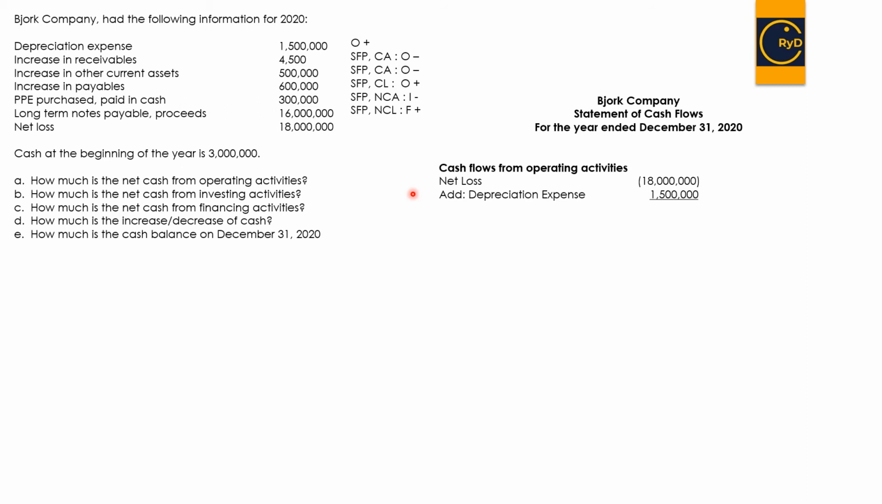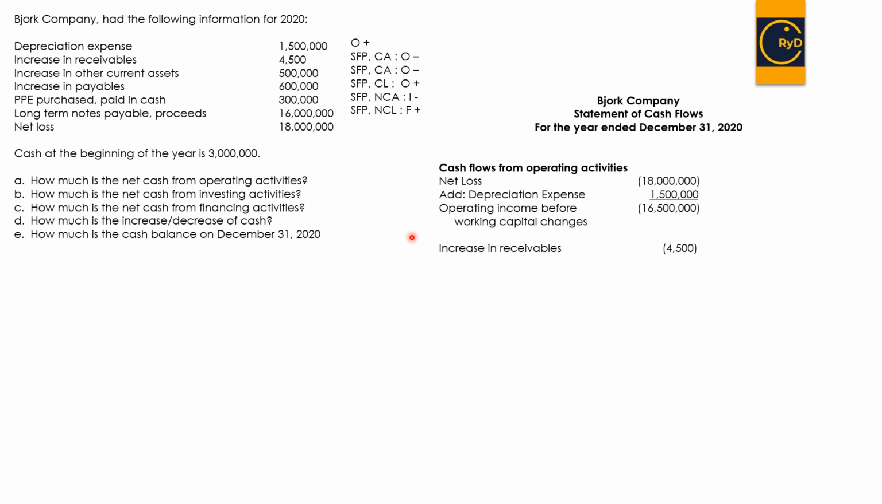And also the considerations as to increase or decrease in the current assets or current liabilities. So same lang gihapon siya nga formula. Then next, our operating income before working capital changes is a negative 16.5 million. Then we consider our working capital. So unsa ganito ang covered sa atong working capital class? Our current assets and current liabilities.